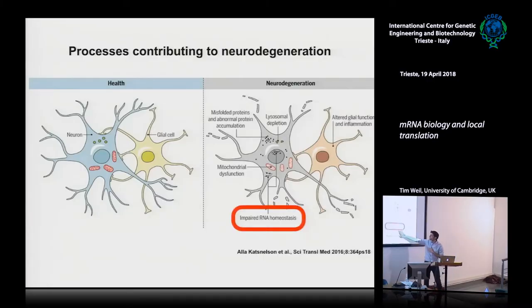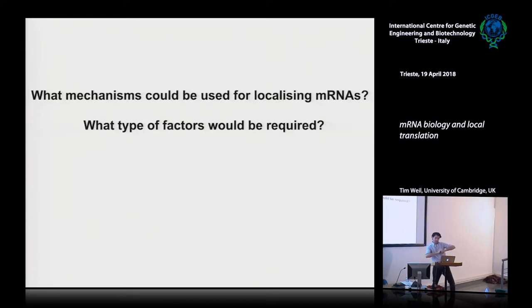What I'll be focusing on here is this impaired RNA homeostasis. So we know that if we have problems with the RNA, we're not translating the RNA properly, if we're binding certain proteins, we can actually lead to this neurodegeneration. So that's a quick introduction there. Now we're going to pivot a little bit. We're going to look at what mechanisms could be used for localizing RNA.